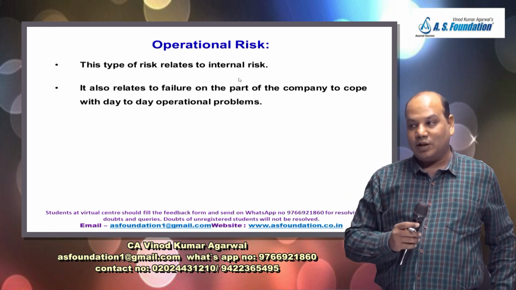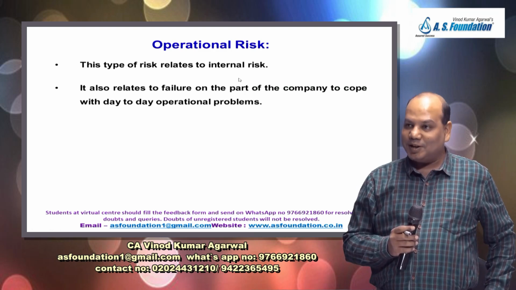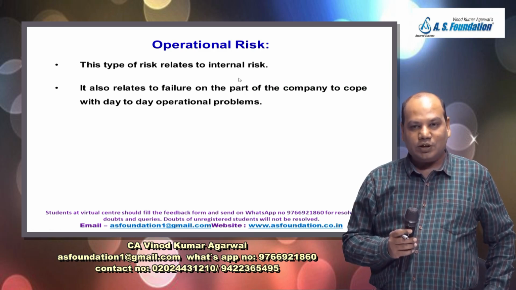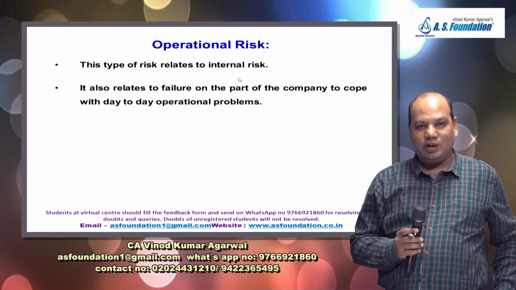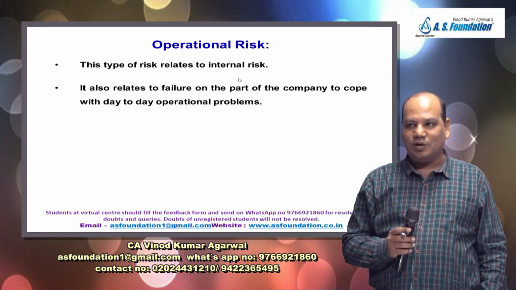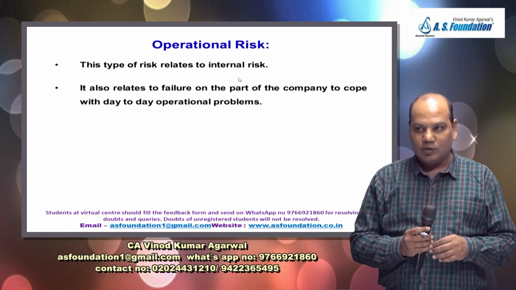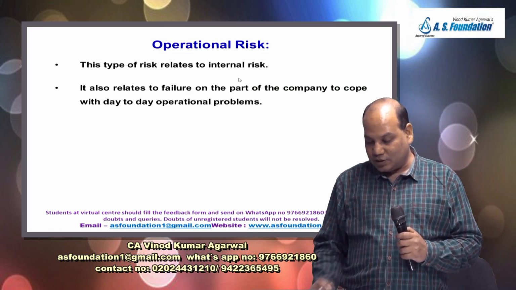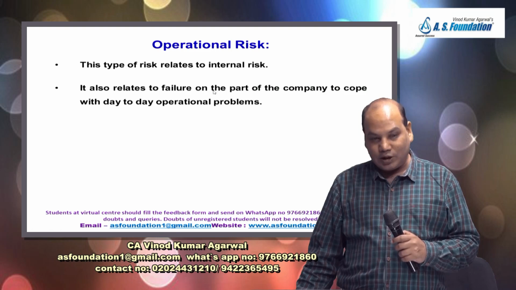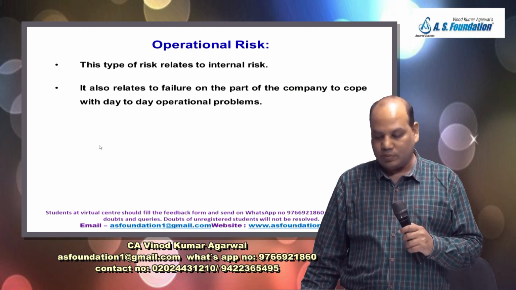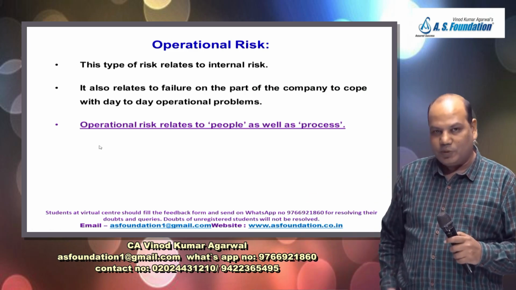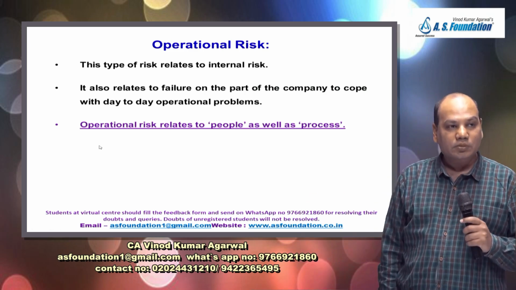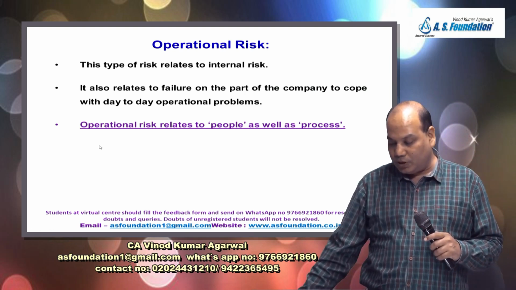People in the organization understand there is a loophole in the system, and he can take benefit out of it. If he knows that the stock is never counted by this company, while leaving the office in the evening, he can put two items in his pocket and go away also. Is it right? So that is called people risk and process risk. It also relates to failure on the part of the company to cope with the day-to-day operational problems. As the organization becomes bigger and bigger, this operational problem will also become bigger and bigger. So it relates to people and process risk.